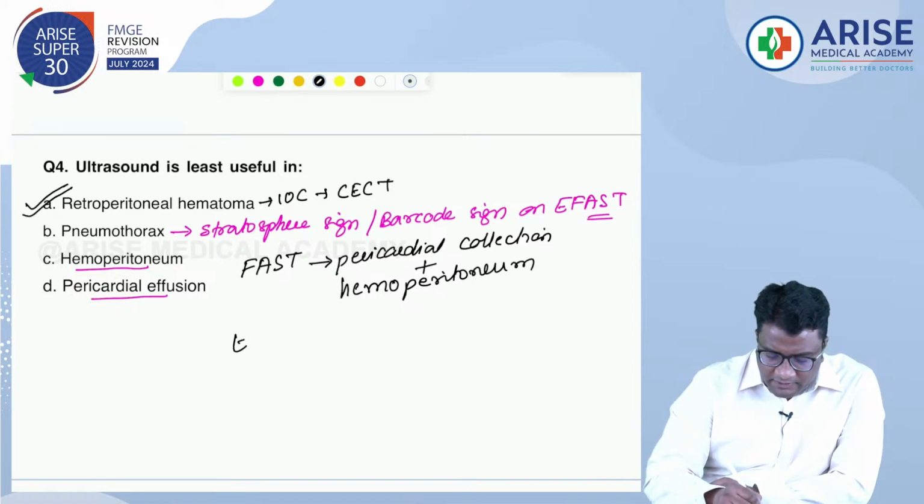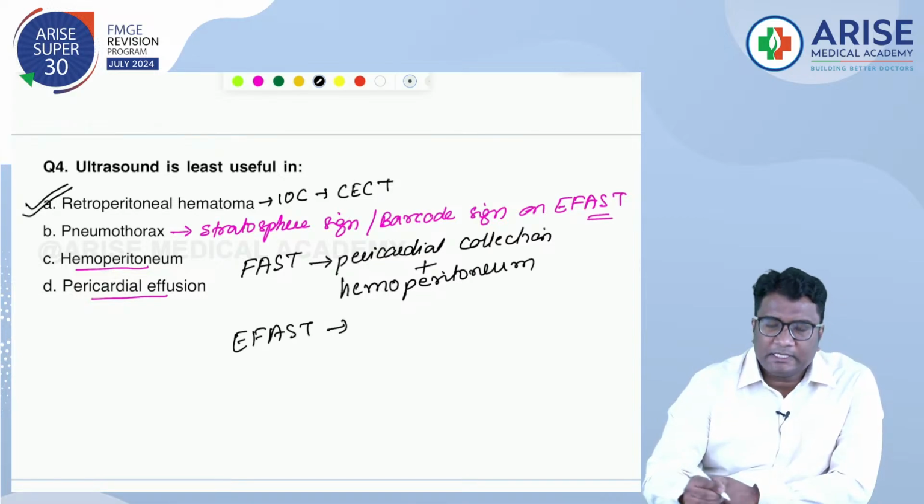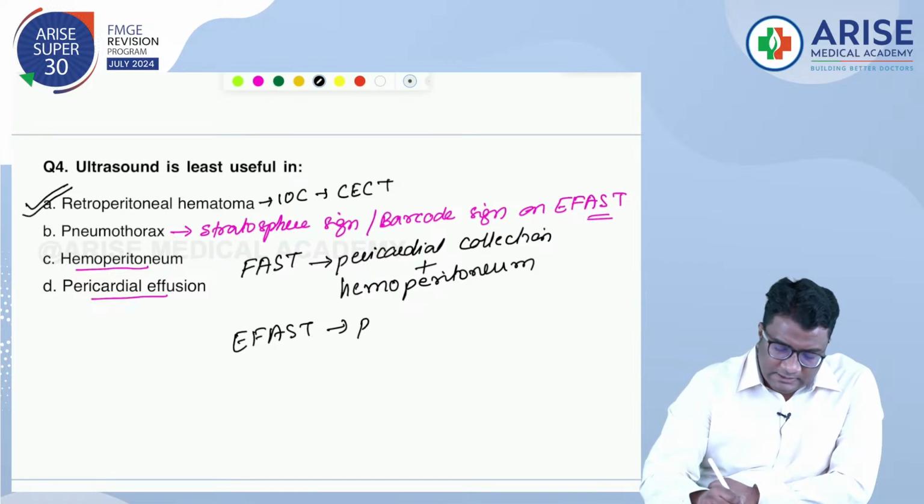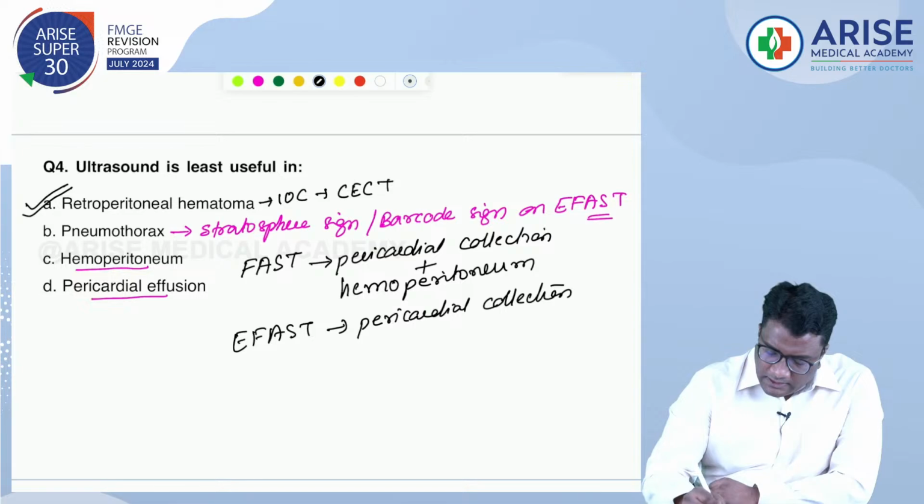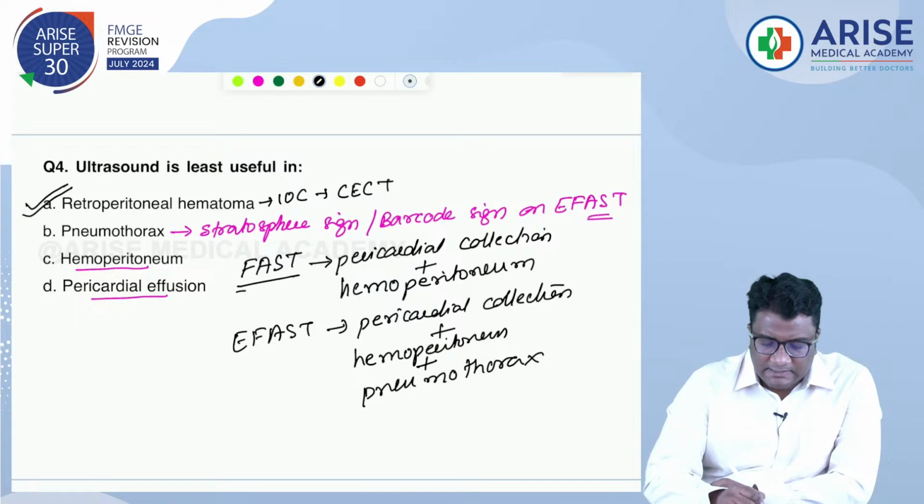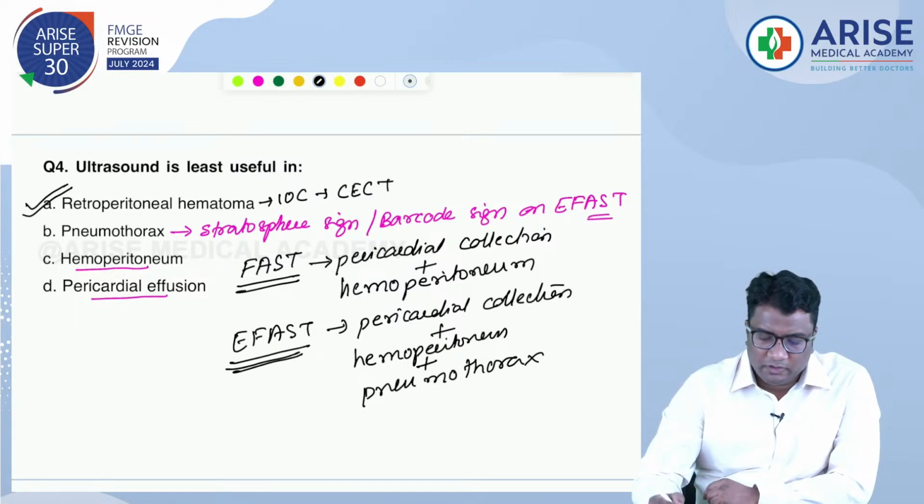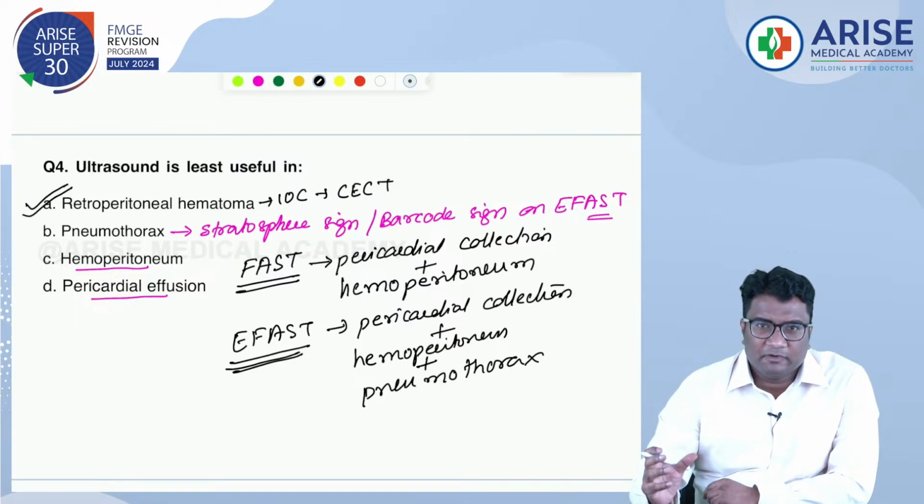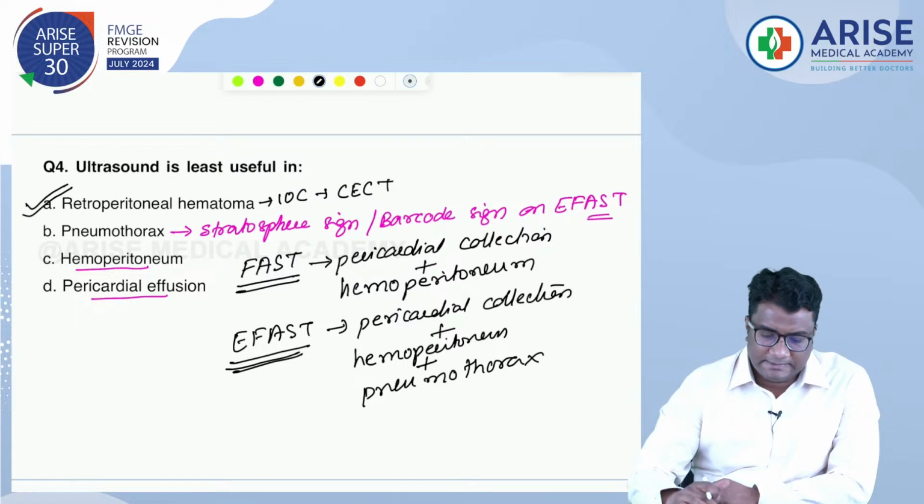And what is the difference between FAST and EFAST? What is EFAST having? Along with the same 4 FAST views, that is, it can detect pericardial collection and hemoperitoneum. This can also look at pneumothorax. So that is the difference between FAST and EFAST. Focused assessment with sonography for trauma or extended focused assessment with sonography for trauma. You can see pericardial collection, hemoperitoneum, and pneumothorax on ultrasound. But for retroperitoneal hematoma, investigation of choice is CECT.